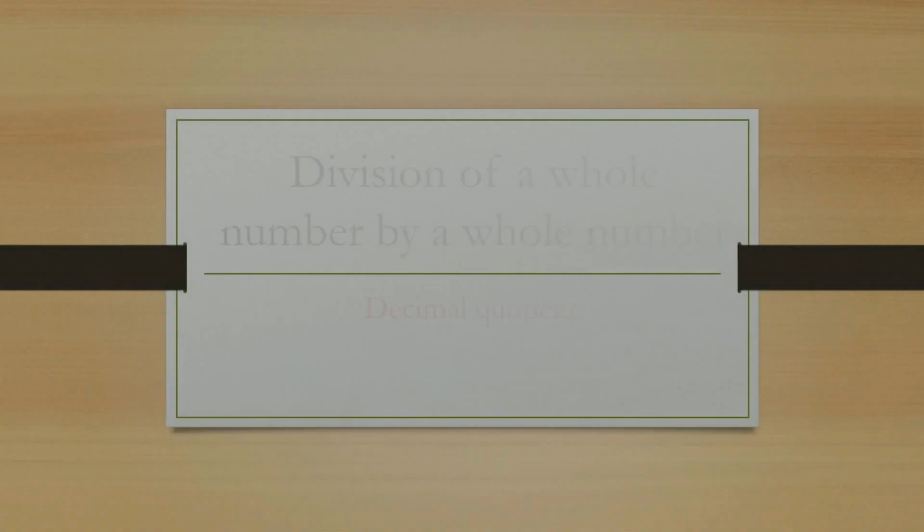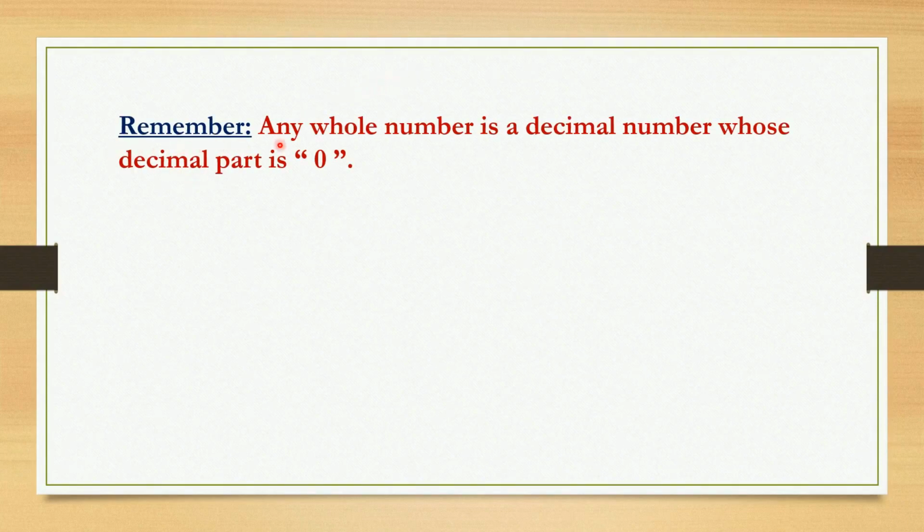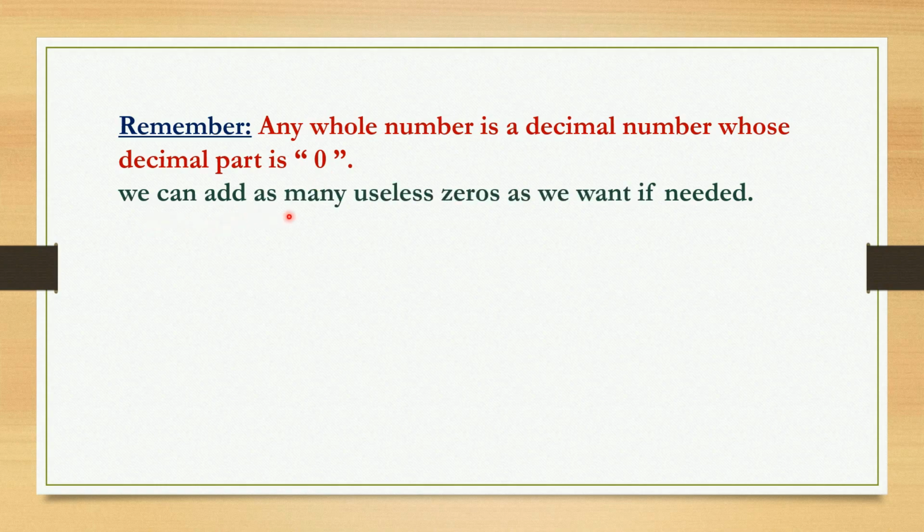Hello students, in this video we are going to learn division of a whole number by a whole number with a decimal quotient, where the quotient is a decimal number. Before we start, let's remember any whole number is a decimal number whose decimal part is 0. We can add as many useless zeros as we want if needed.